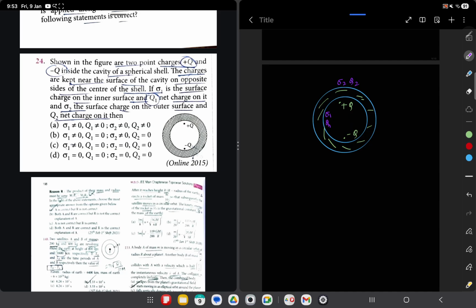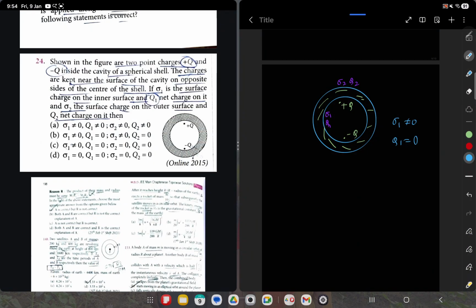the amount of charge induced inside will be equal and opposite. So for this plus q, a charge will be induced in the above portion, and that will be opposite in nature, so that will be minus q. And in this portion, the induced charge will be plus q. So the net charge inside it will be 0. But as there will be some charge in this portion and some charge in that portion, there will be charge density. So sigma 1 will be present, but q1 will be 0 because of equal and opposite charge.